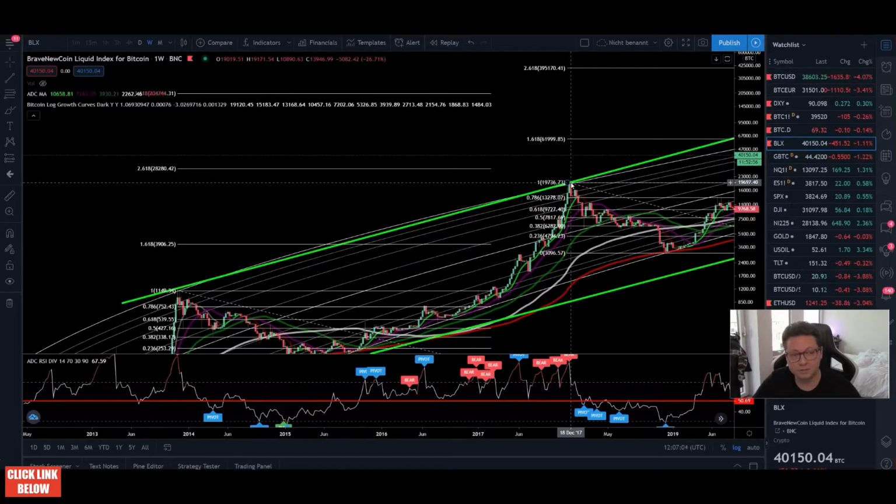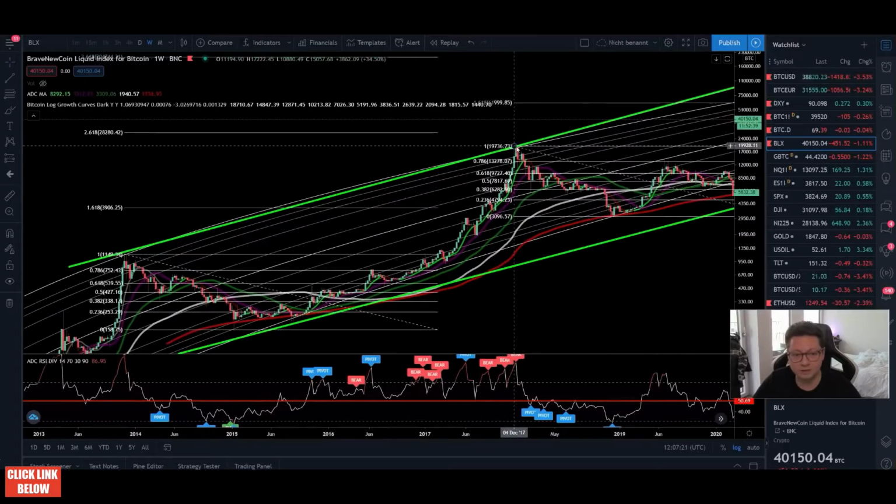So it is possible that maybe if we didn't have the CMEs launching at this specific time area, Bitcoin could have even gone towards $30,000 and then maybe started a huge correction. But since we had the launch of the CMEs and also we touched the top of this growth curve, Bitcoin topped out here and then started the massive correction down towards the 200 moving average, which is also coinciding with the bottom of this growth curve.